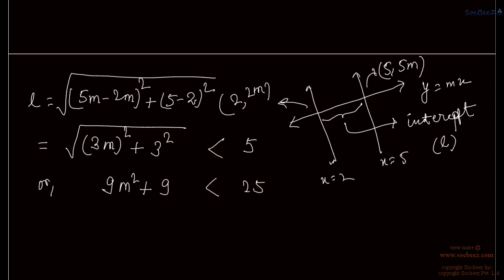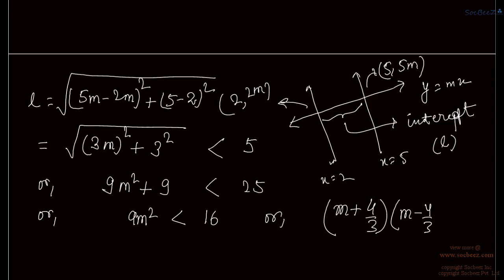Plus 9 is less than 5 square, which is 25, or 9m square is less than 16, or we can write (m plus 4 by 3)(m minus 4 by 3) is less than 0, isn't it? This can be equivalently written like this. So we have minus 4 by 3, 4 by 3.